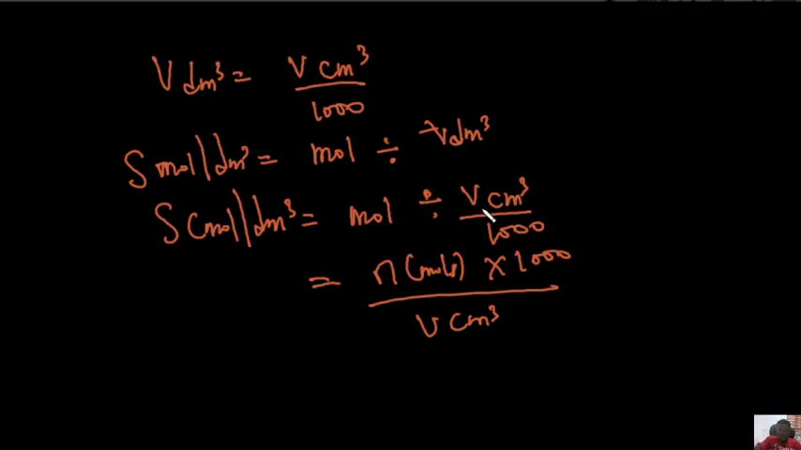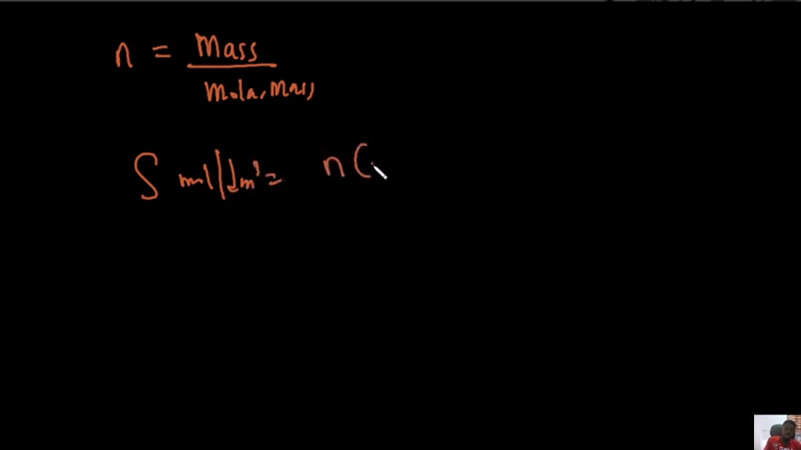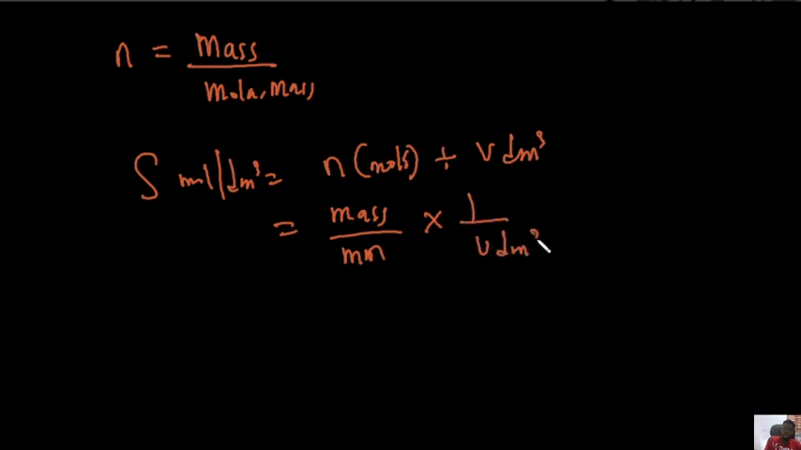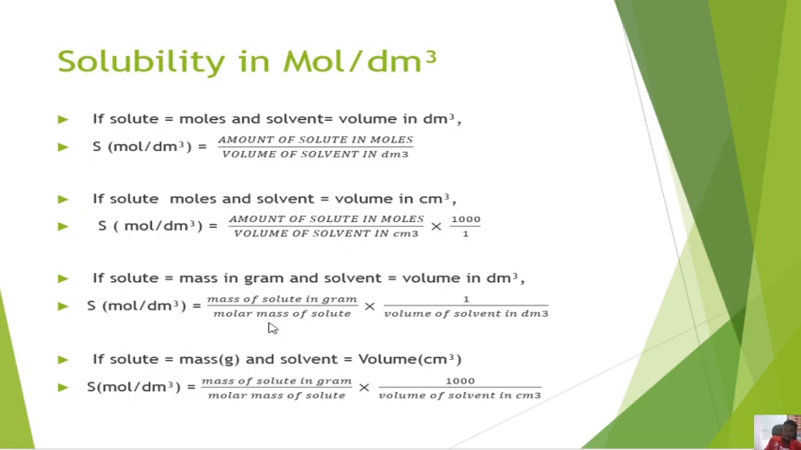Now, the question is, you have mass, but is there any relationship between mass and mole? Since you need mole per dm cube, how do we convert this mass to mole per dm cube? Very simple. Number of moles is equal to mass over molar mass. So if solubility in mole per dm cube is equal to number of moles divided by volume in dm cube, replacing the number of moles with the mass equivalent gives mass over molar mass. Instead of division, it becomes times 1 divided by V in dm cube. And that's a new formula. When you have mass and molar mass given, you're supposed to use mass over molar mass times 1 over V in dm cube to resolve this, as we can see on the screen for the third scenario.